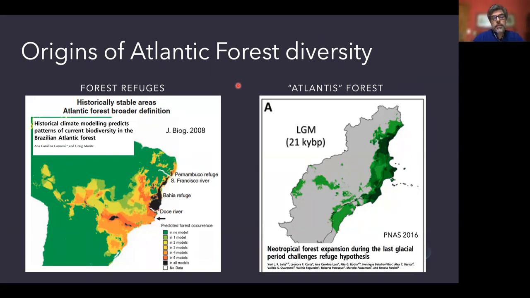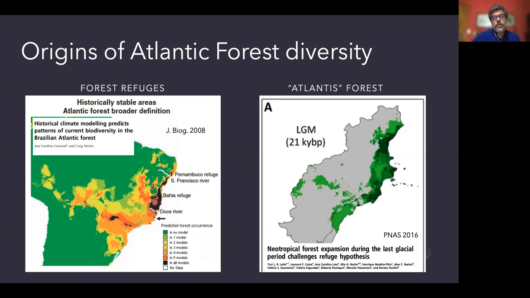So during the glacial periods, during the periods where climate was colder than today, the forest would have contracted into refuges. So the species would be restricted to these refuge areas. And then with the warming of the interglacial period, they would expand to the current distribution. So for the Atlantic forest, this paper by Carnevale and Moritz in 2008 proposes this large refuge to the north of the Doce River. So it's Espírito Santo in Bahia. It's called Bahia Refuge by the author.